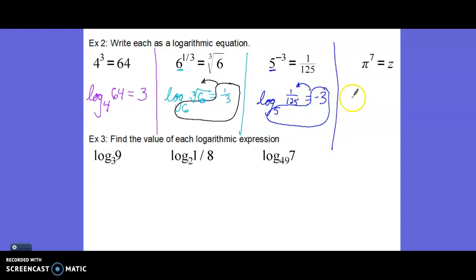So then we just have one more problem, kind of changing it up, because we can have any base that we want. Typically we have positive numbers for our base. The 7th power would be over here, and then the z goes right there. So a lot of practice will be helpful for you.